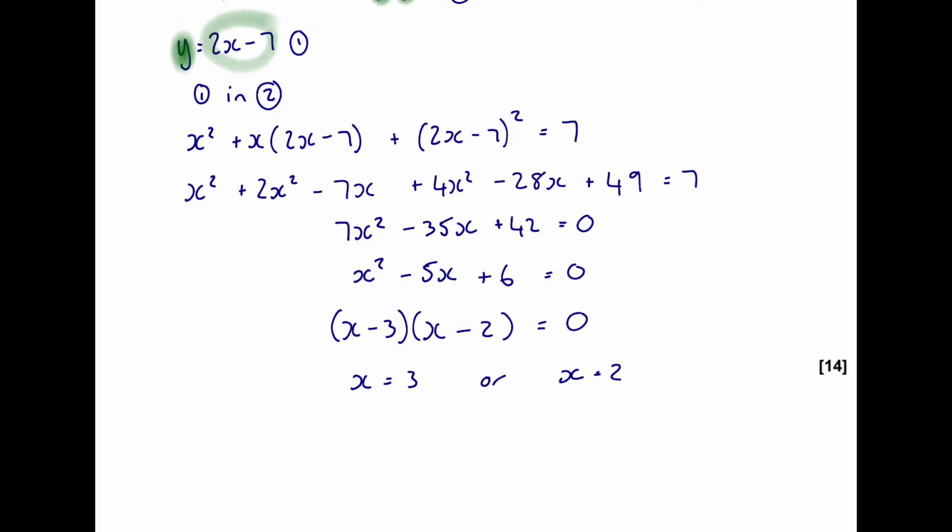Okay, so for the first one, when x is equal to positive 3, substitute it into this. We get 2 times 3 is 6, minus 7 is negative 1. So y is equal to negative 1. And then similarly, when x is equal to 2, substitute it into the same equation. Equation 2 times 2 is 4, minus 7 is negative 3. So y is equal to negative 3. And that's your final answer.